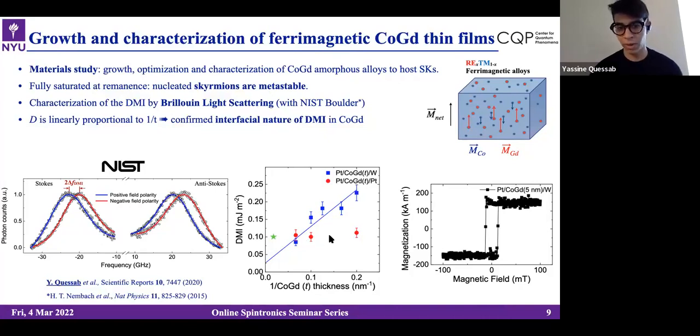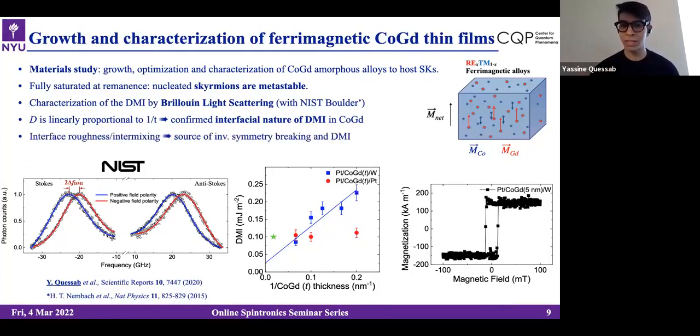Now, when you look at the red data, cobalt gadolinium is between the two platinum layers, so it looks like the structure is symmetrical. You would not expect any inversion symmetry breaking and therefore no DMI. But we measured a significant DMI by BLS. And when we analyzed cross-sectional TEM imaging, we realized that there was some interface roughness and intermixing. And that can actually be a source of inversion symmetry breaking and therefore of DMI.